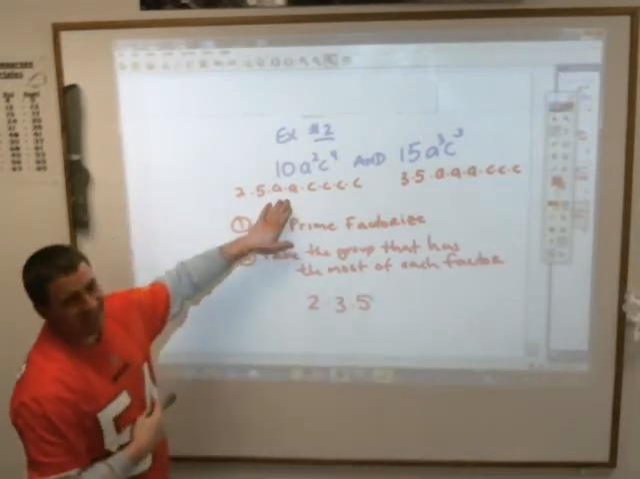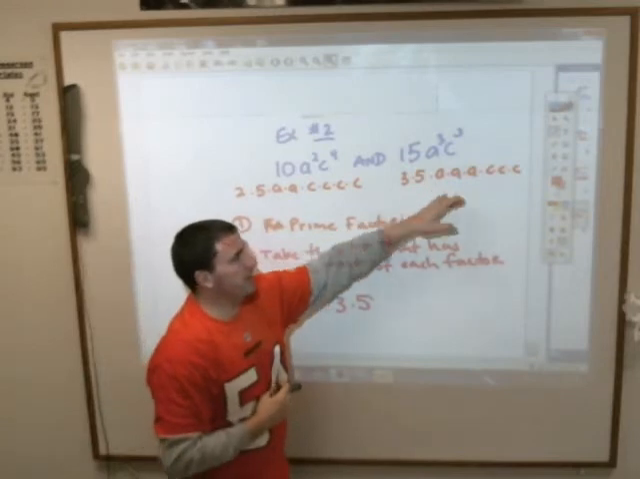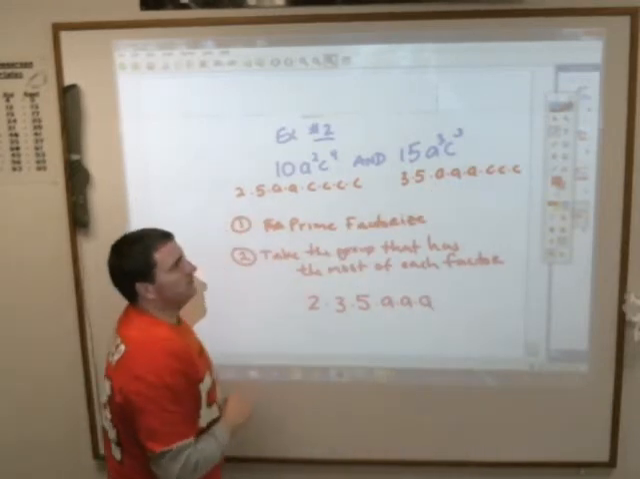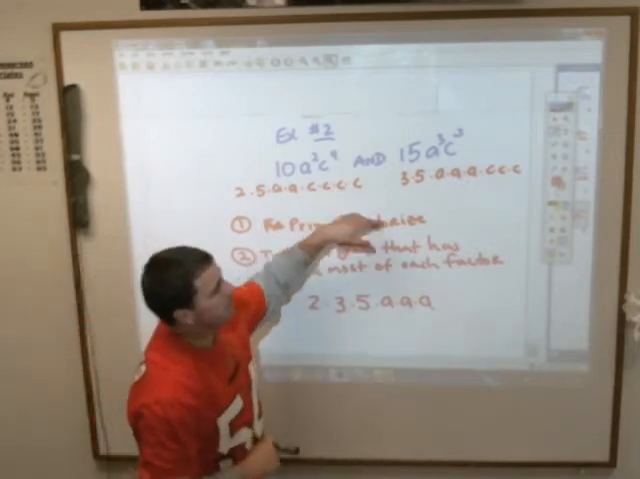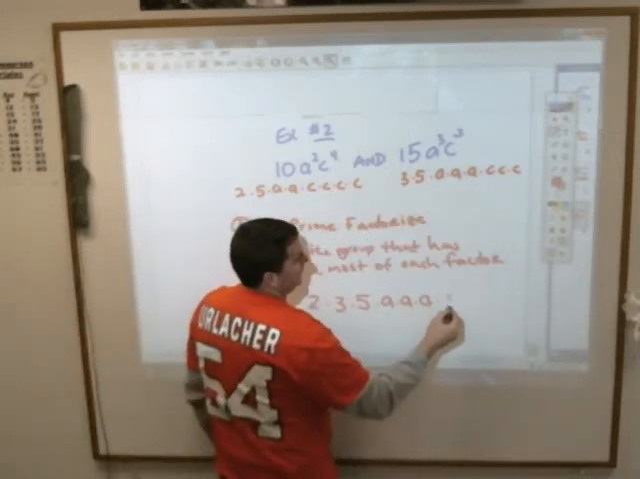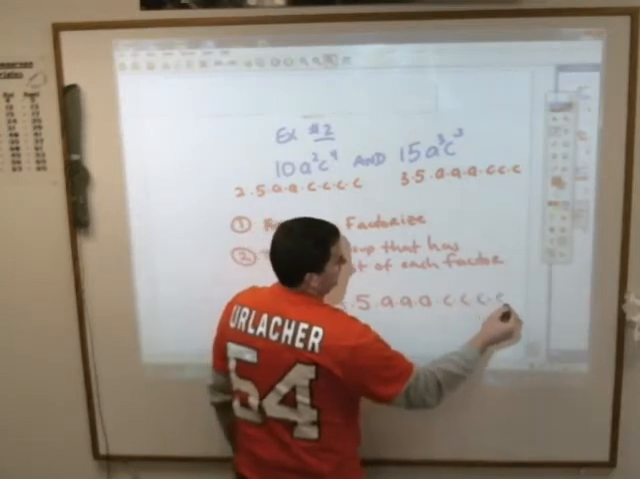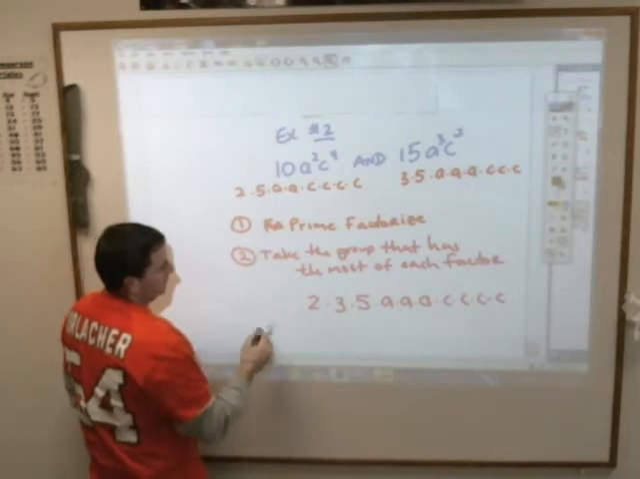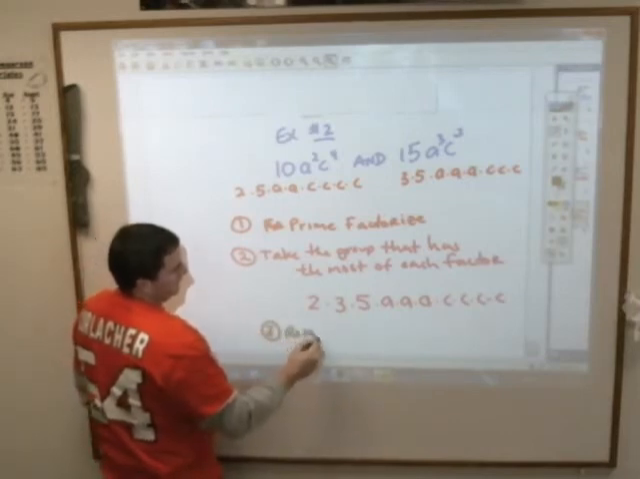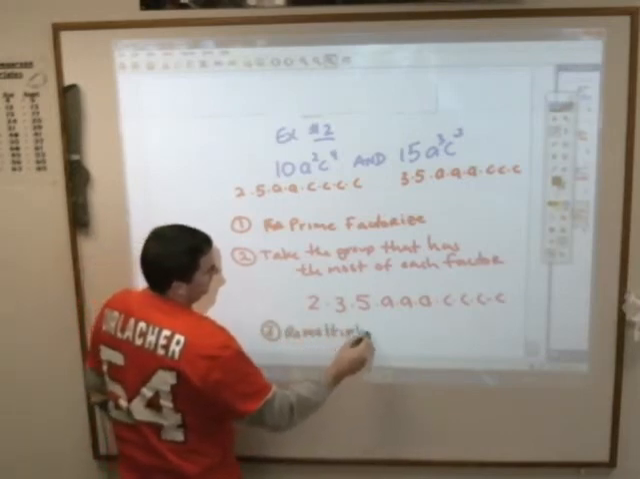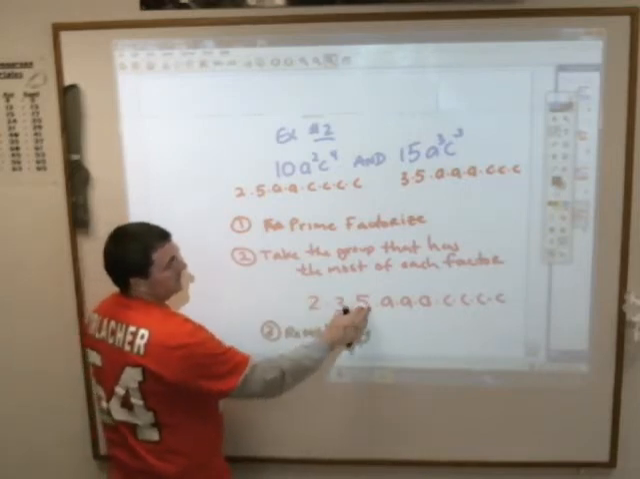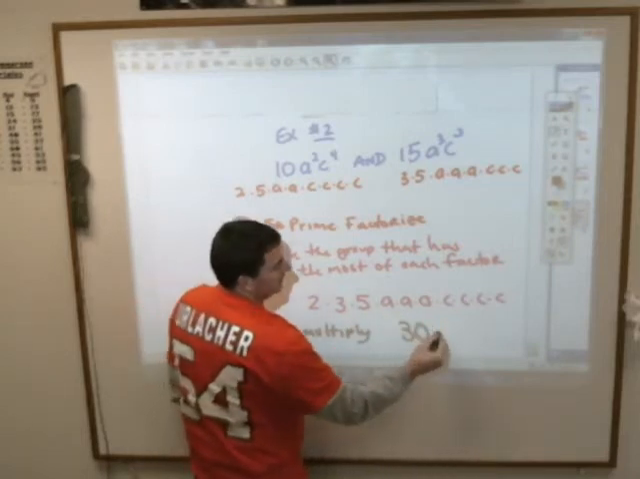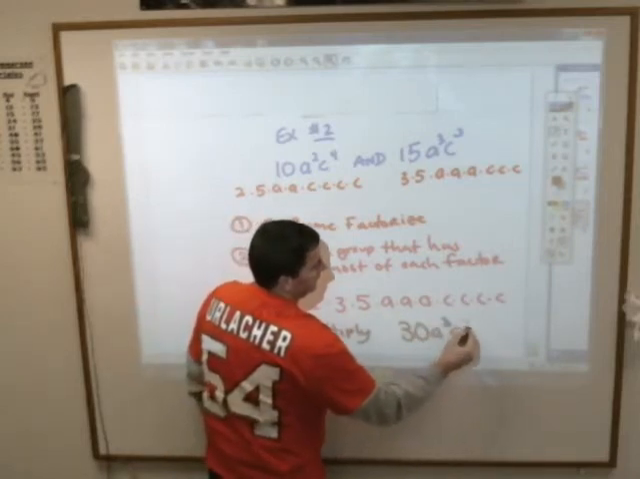Which group has the most A's? This has 2, that one has 3, so you take 3 A's. Which group has the most C's? This one has 4, that one has 3, so you take 4 of them. And then your last step is to remultiply. In which case you get 2 times 5 is 10 times 3 is 30 for your number, a cubed c to the 4th.